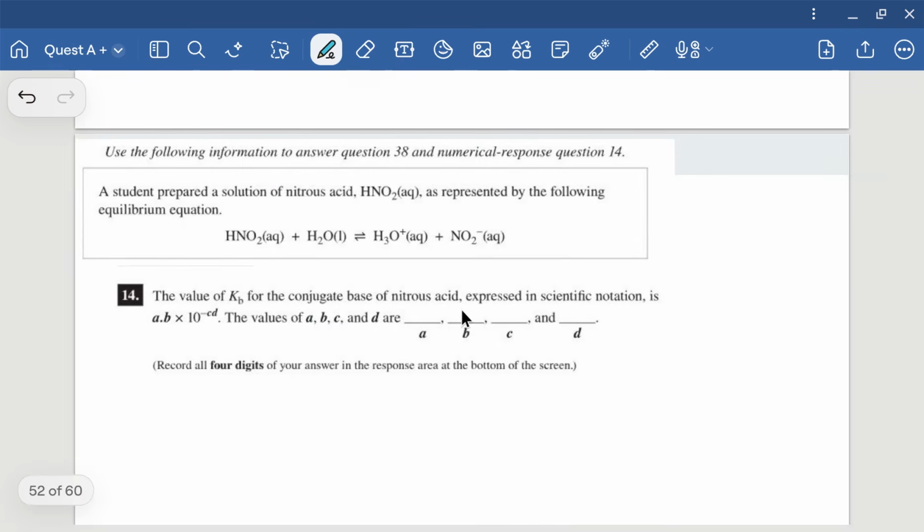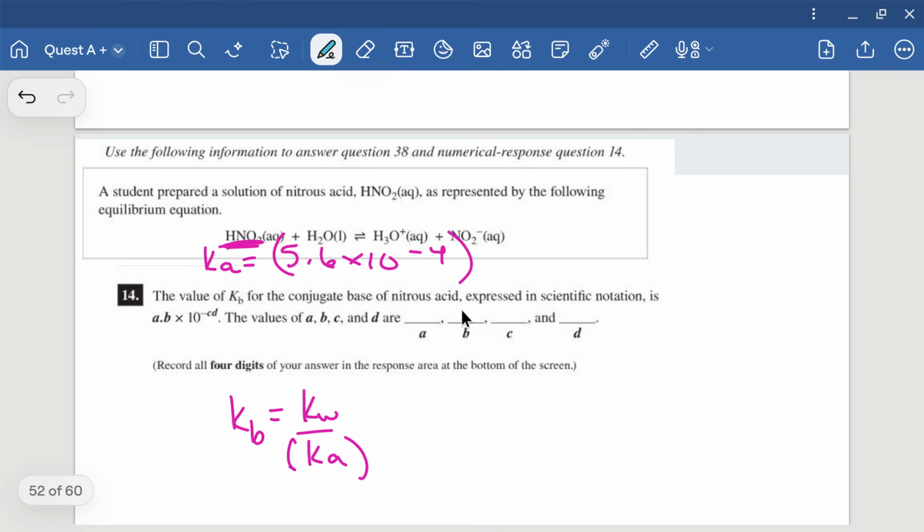Number 14, looking at the Kb value of this reaction. If it's Kb, we would look at our data booklet for this value here as a Ka. And Ka would equal 5.6 times 10 to the negative 4. So finding Kb, you take your Kw and divide it by your Ka. If you're plugging it in and not getting the right answer, just make sure to keep your Ka in brackets just because we have multiplying by that exponent. And you will see your answer is 1.8 times 10 to the power of negative 11. So this would be 1.8 times 10 to the negative 11.